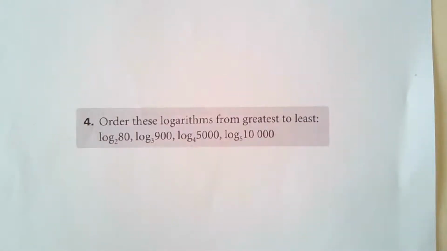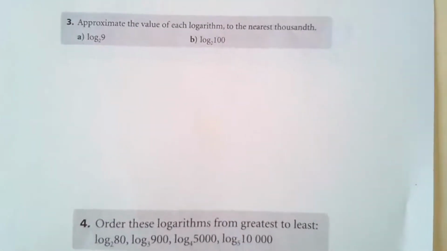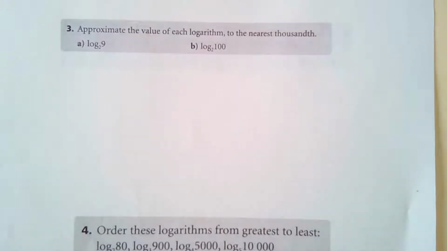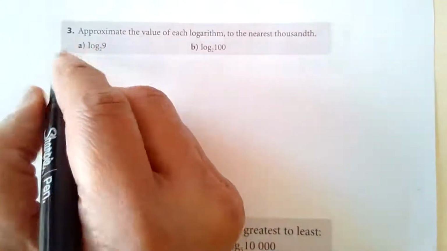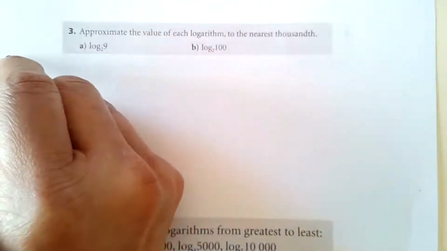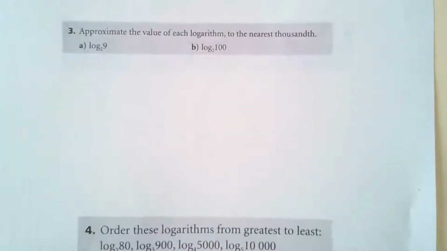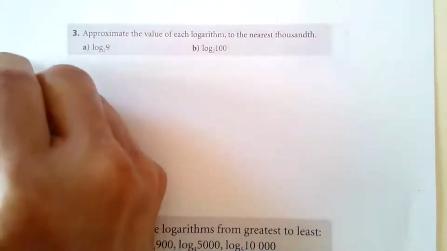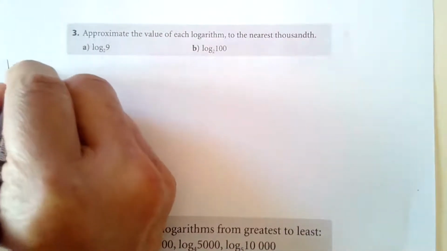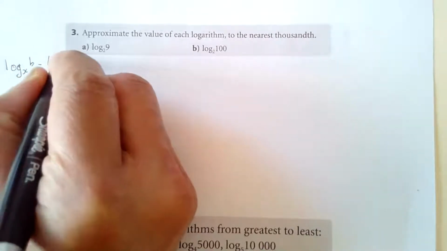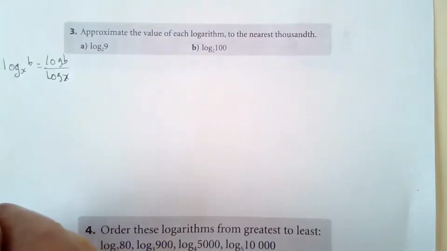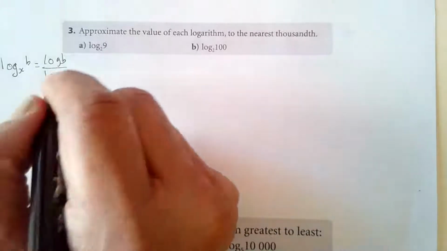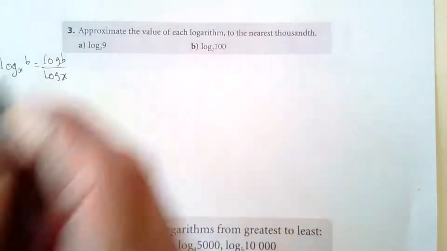There are a few other examples. Example 3, question 3 in your booklet. The same principle applies here. In this case we're still applying the change of base formula, which is, let's write it out here, log base b of x is equal to log x over log b. It could be written either way.